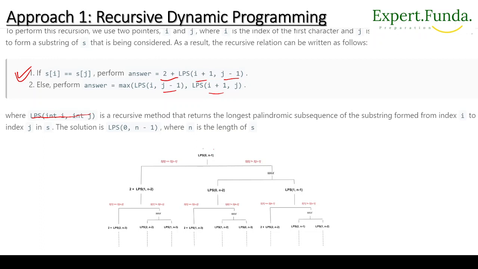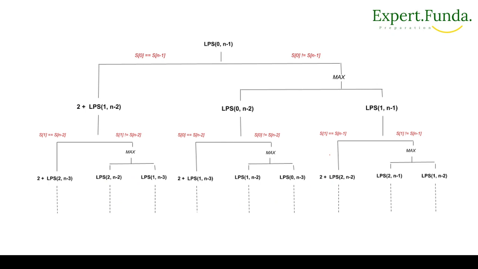Like this we will do. To calculate anything, there are 2 ways. If it is matching, we will go like this. If it is not matching, we will find the max. So let's suppose we have a function that takes the range 0 to n minus 1 length.